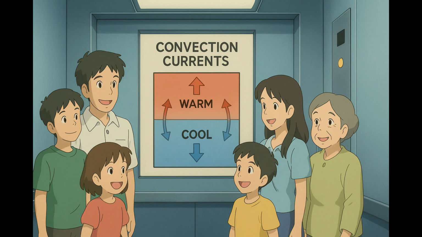Imagine you're in a crowded elevator and everyone is trying to reach different floors. Just like people in an elevator move up and down to reach their desired levels, warm and cool parts of a fluid move in a similar pattern. As the fluid heats up, it rises, similar to people trying to get to higher floors, while cooler fluid sinks, akin to people heading to lower floors. This movement creates a continuous cycle, like an elevator's constant up and down motion, illustrating the convection currents caused by temperature differences within the fluid.